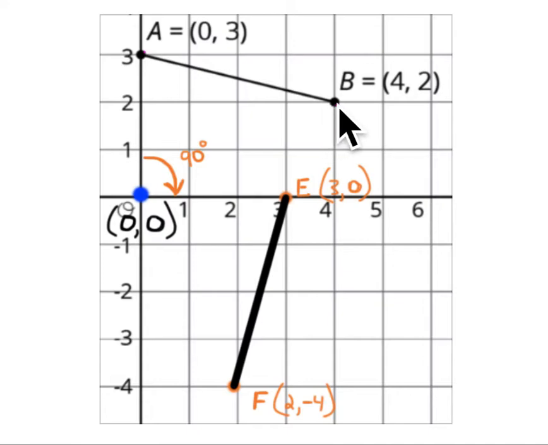And then where does point B go? Well, count up this axis, 1, 2 units, and then to the right, 1, 2, 3, 4 units. Now rotate 90 degrees, and then count 1, 2 units along the axis, and then 1, 2, 3, 4 in the direction of rotation, and B moves to its corresponding point, which is F, after the rotation.